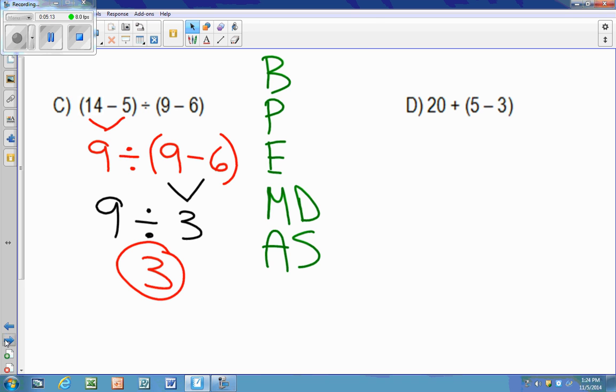On the right-hand side, once again, we start with brackets. We don't see any brackets. So since we don't see any brackets, we go to parentheses, and in parentheses we have 5 minus 3, which would be 2. And then we rewrite everything else. And now 20 plus 2, what we're left with is a nice simple problem right there, which is 22.